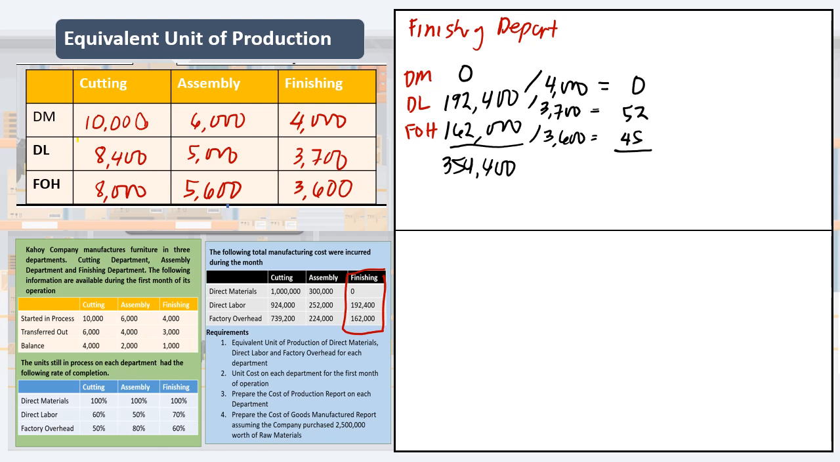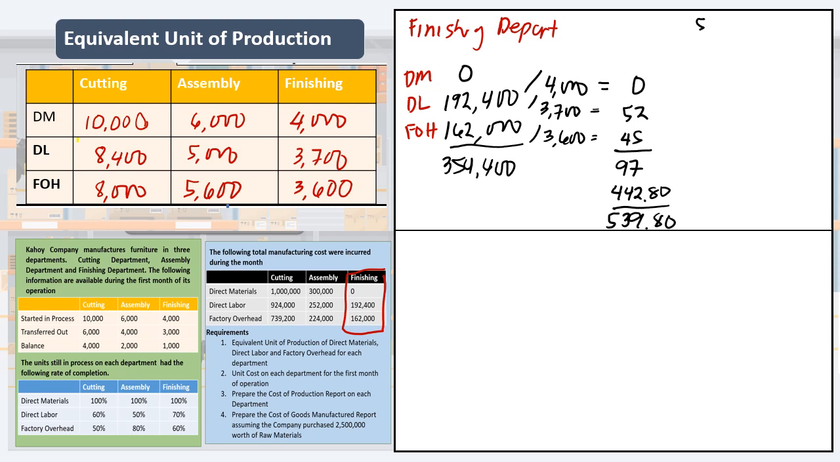So, ang total unit cost natin for manufacturing cost sa finishing department will be 52 plus 45. So, we have 97. I-add lang natin yung unit cost ng transferred in natin, which is transferred out from assembly department. Ang na-compute natin doon earlier is 442 pesos and 80 cents. So, in total, ang bagong unit cost natin will be 97 plus 442.80. So, meron tayong 539 pesos and 80 centavos.